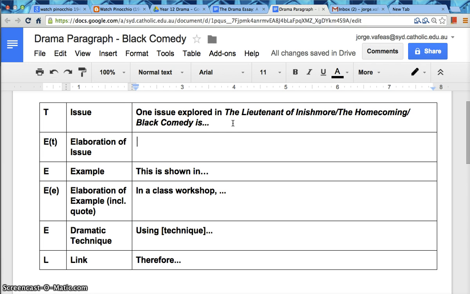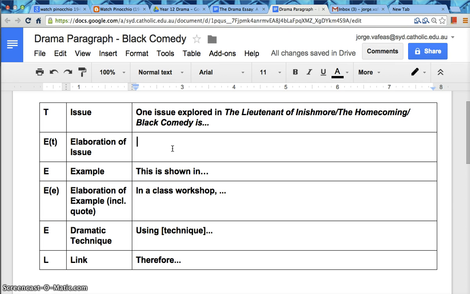Okay? You then, in your second sentence, or third sentence, second and third sentence, elaborate on that. Well, what is animal cruelty? What is violence? Why are these things important? You then introduce your example, and this is only one sentence.